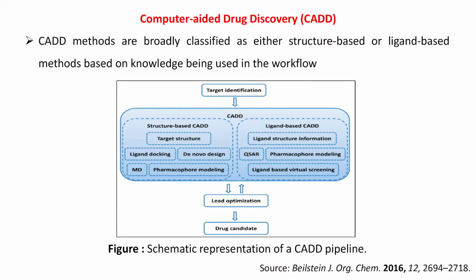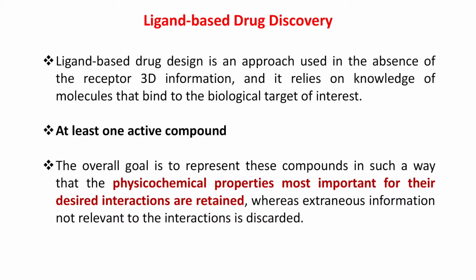Based on the knowledge being used by these computer-aided drug design methods, these methods can be classified into two types: structure-based drug discovery and ligand-based drug discovery. We have discussed structure-based drug discovery in the previous module. Now, in this module, we are going to briefly discuss ligand-based drug discovery. Ligand-based drug discovery is a method where we use the knowledge of known active compounds that bind to the target of our interest in the drug discovery workflow.